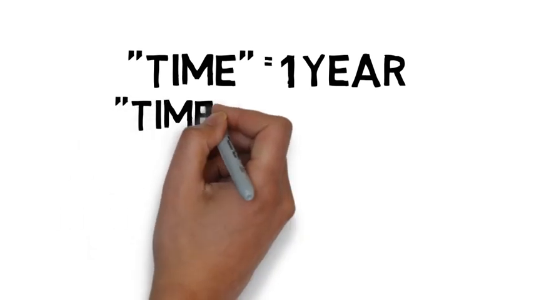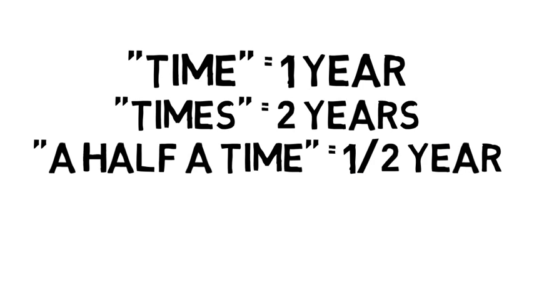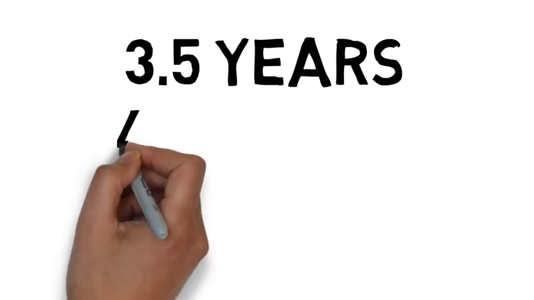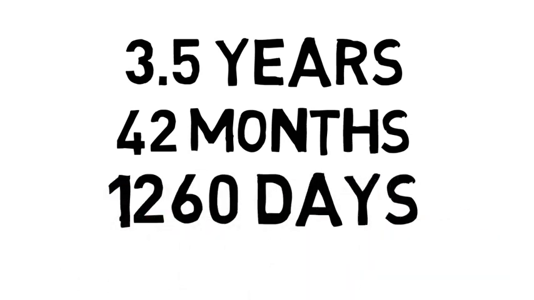First thing we need to know is that when we take the word time within Daniel or Revelation, it is equivalent to 1 literal year. Times equals 2 years. And finally, a half a time is a half a year. Now we add up and see that it totals 3.5 years. We then convert 3.5 years into months, and you get 42 months. And you convert that again into days, and you get 1260 days.